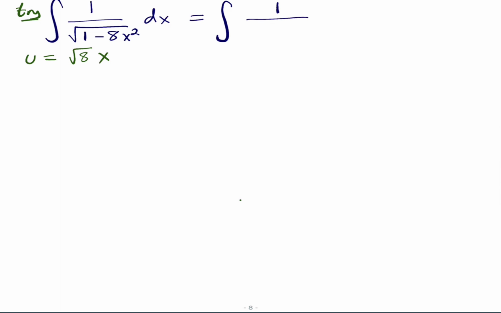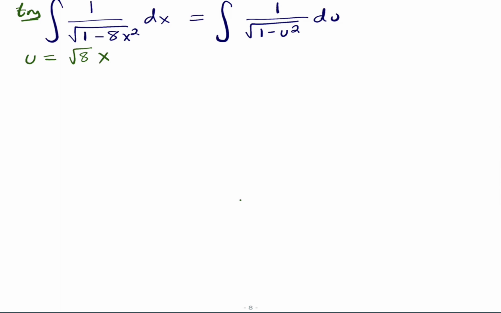You ready? How about the integral of 1 over the square root of 1 minus 8x squared. All right, so what did you guys get for u? Root 8x, right? Yeah. Root 8x. Because you're going towards this integral, right? Because you know the antiderivative of that is inverse sine of u, right? So what would u have to equal to? Well, it's just the square root of 8x squared, which is root 8 x.